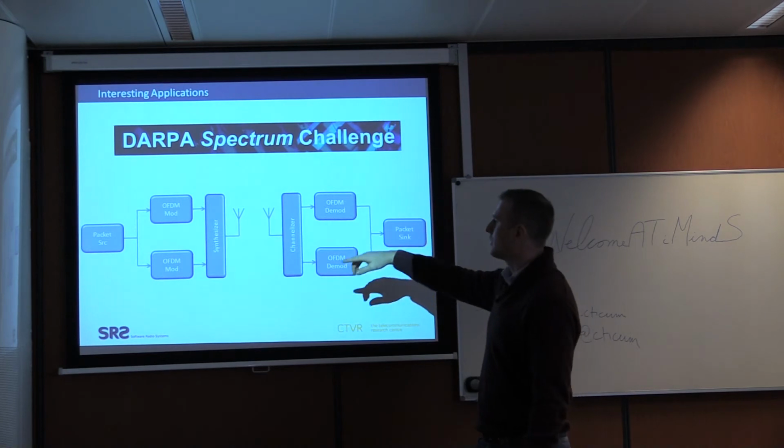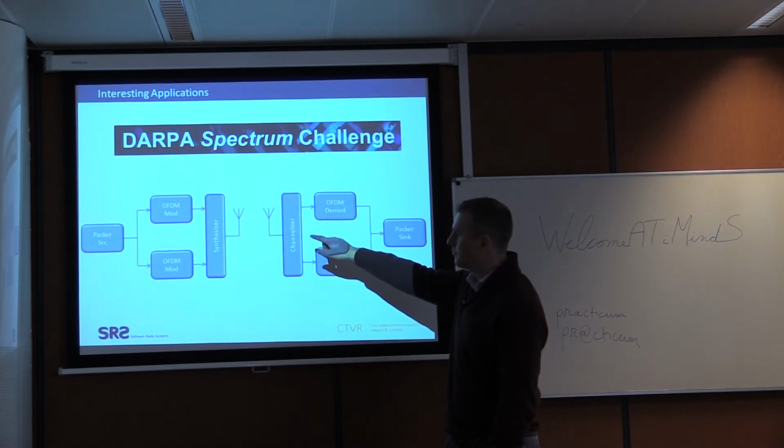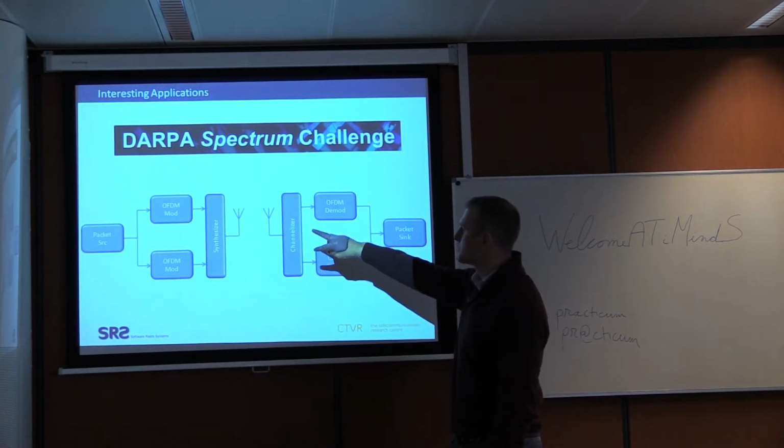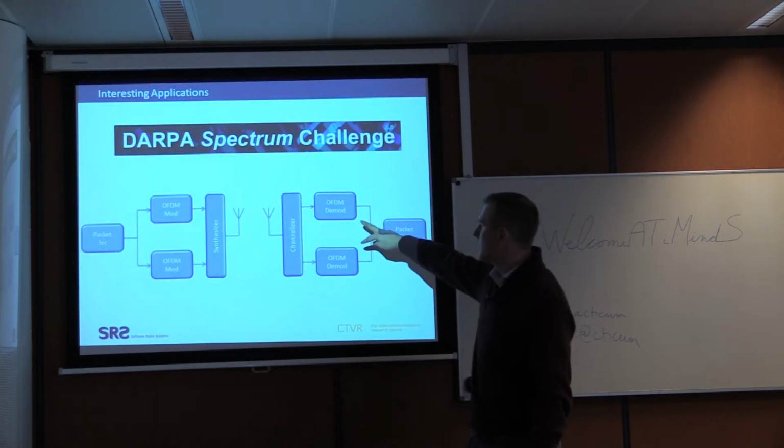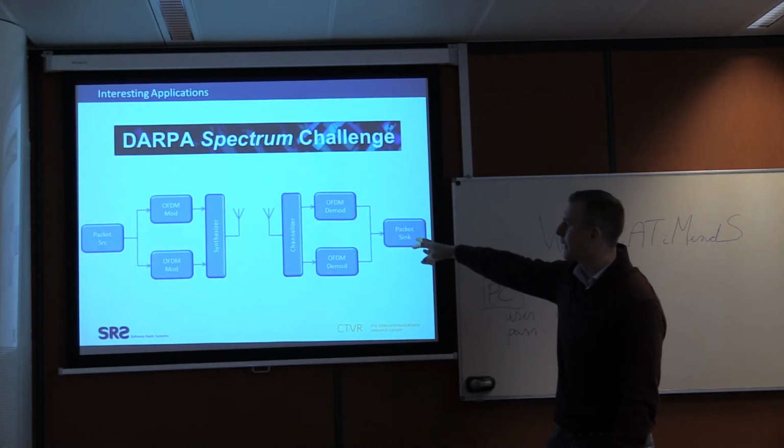On the receiver, you can use the inverse polyphase channelizer. It splits the signal up, does the inverse, takes the two of them, splits them into separate signals, independent demodulators, and then into your packet sync.